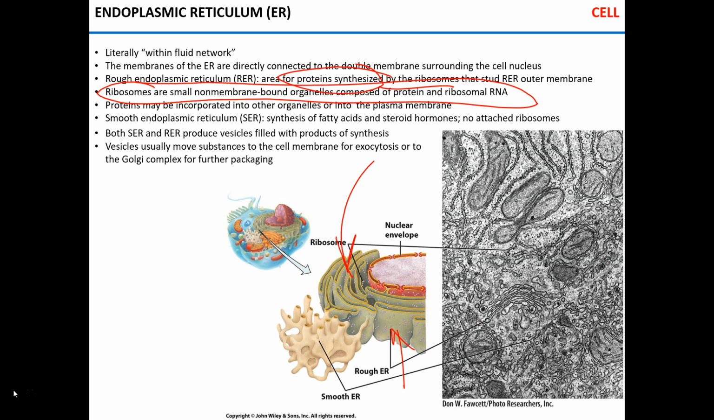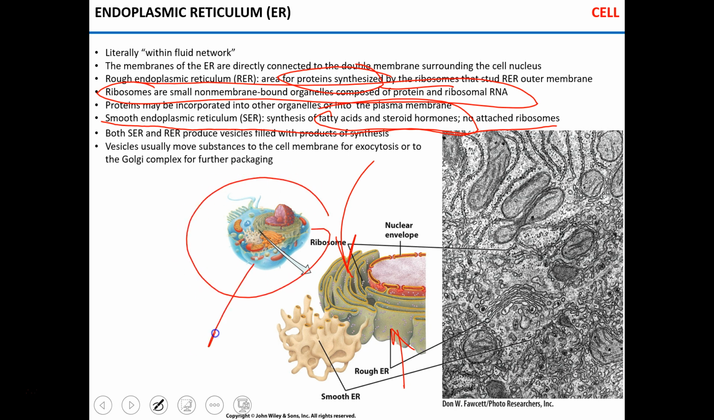Unlike rough endoplasmic reticulum, smooth endoplasmic reticulum contains no ribosomes. It's responsible for synthesis of fats and steroid hormones. Both smooth and rough endoplasmic reticulum produce vesicles. Vesicles are essentially the transport structures that move the products of fat synthesis or protein synthesis to wherever they are needed. So these vesicles produced by the endoplasmic reticulum either deliver the products of the synthesis to the membrane of the cell for exocytosis, or to the Golgi complex for further processing and packaging.